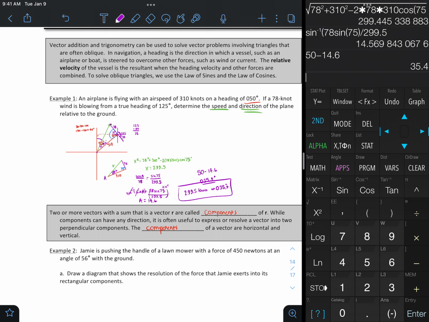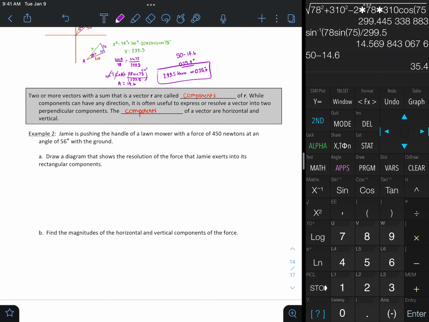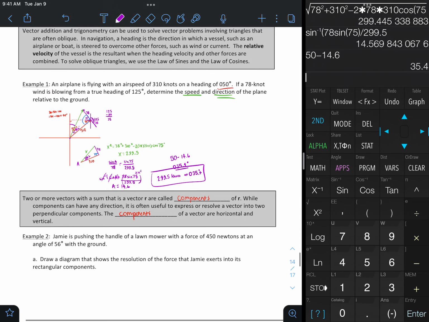Okay, so this next part here, we're going to start introducing component form of your vectors. We talked a little bit about component form in the last lesson, and we're going to use that idea to help ourselves solve these types of triangle problems. We're going to do that same problem that we just did with components in just a moment.